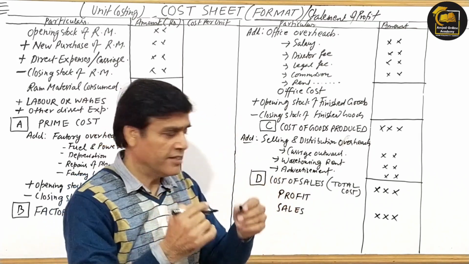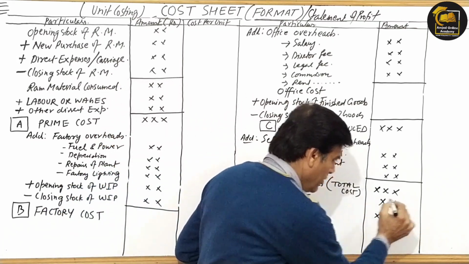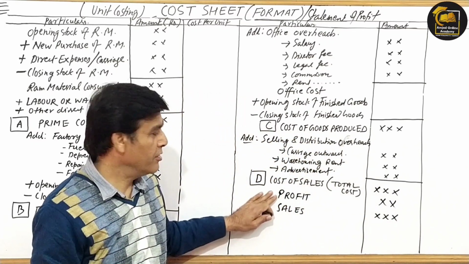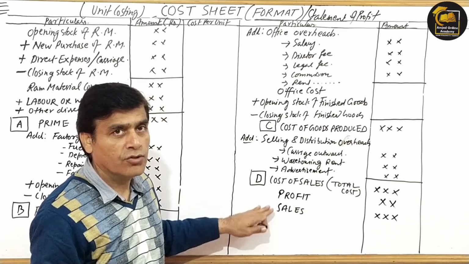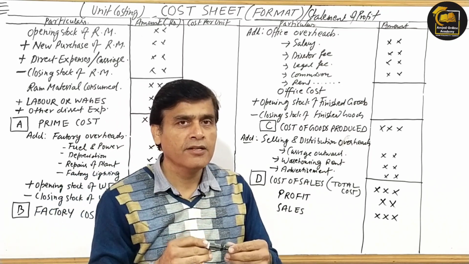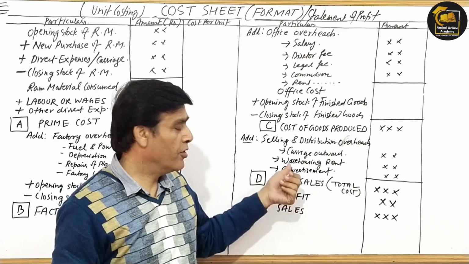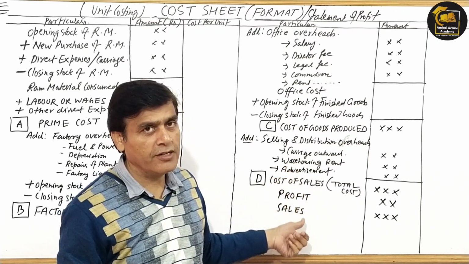और वाइस वर्सा केस, प्रॉफिट माइट बी गिवन इन द क्वेश्चन. तो वंस यू एड द प्रॉफिट इनटू द कॉस्ट ऑफ सेल्स, इट विल बी इक्वल टू द सेल्स. तो इफ यू आर आस्क्ड टू कैलकुलेट द सेल्स, you will be given the profit. If you are asked to calculate the profit, you will be given the sales in the question.